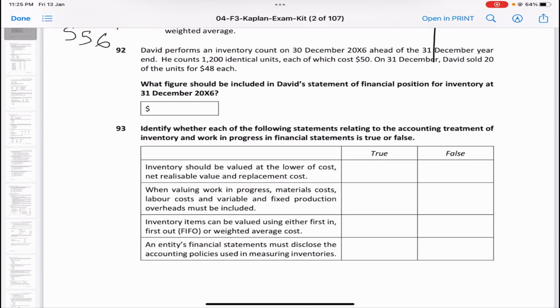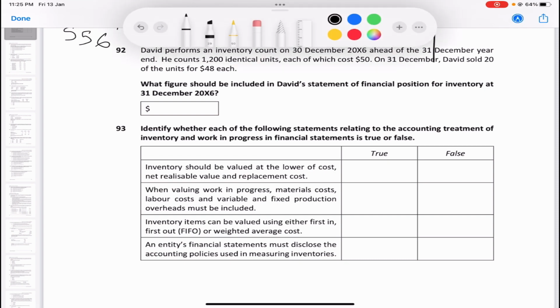Question 92. David performs an inventory count on 30 December 2006 ahead of the 31st December year end. He counts 200 identical units, each costing $50. On 31st December, David sold 20 of the units for $48 each. What figure should be included in David's financial position? So basically you are supposed to find David's closing inventory. Okay, so how are we going to do that? Think about it carefully.